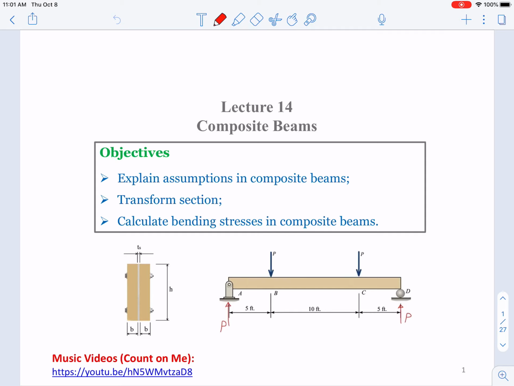Okay, our objectives will include explaining the assumptions in composite beams. We will understand the bonding between different materials, how to simplify it, and how to convert different materials into a monomaterial. We will transform the sections into monomaterial sections so that we can leverage the knowledge we have learned in previous sections to calculate the Y bar and I, and then solve the problem, calculating the bending stresses in composite beams.